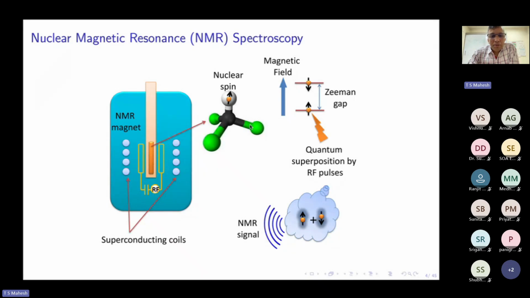And inside that sample, we have some compound, some chemical. It could be any chemical. Usually, we take diamagnetic compounds. Diamagnetic means there is no net electronic magnetic moment. So the electrons all add up their angular momenta to become zero net angular momentum. So they are diamagnetic. Then we can focus on the remaining magnetic moments, which are essentially nuclear magnetic moments.